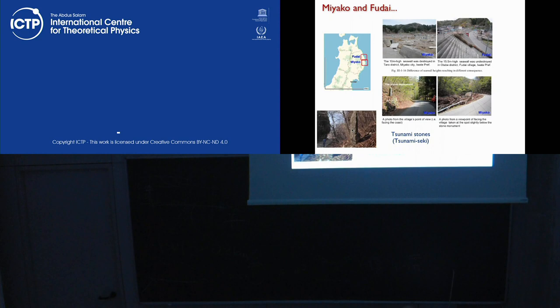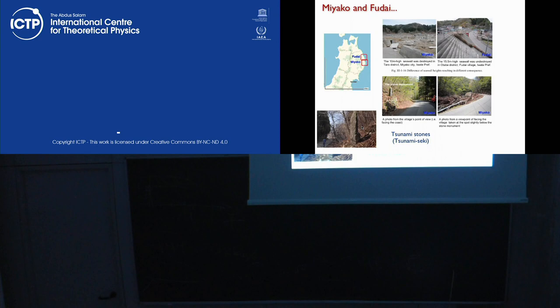It was a tsunami warning system for a long time. So that's why he decided to build a taller wall. While in Miyako, they decided to accept the 6 meters. Now, 6 meters, again, seems to be a very important vulnerability decision. What is the point? Well, you know the point.